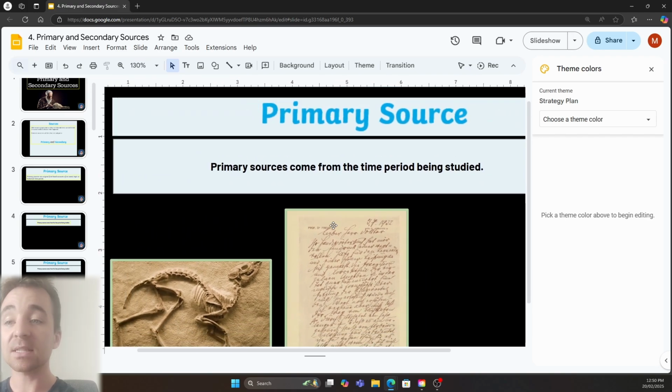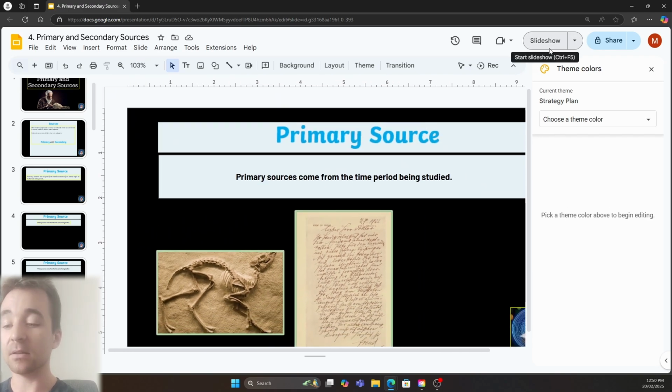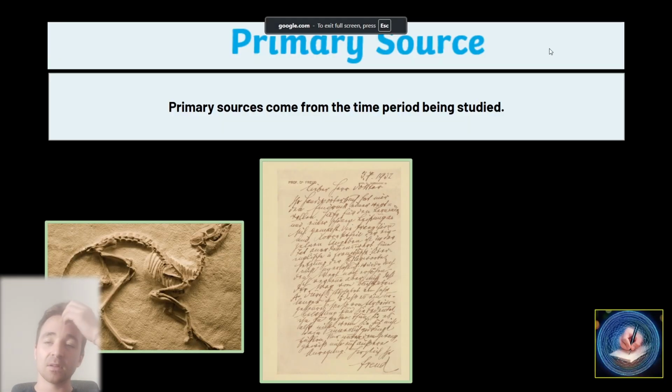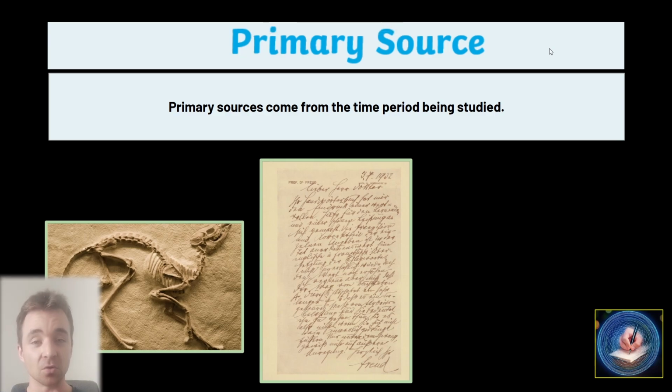Now, if you were studying the year 1932, this would be another example of a primary source, and that is because this letter was written by someone in the year 1932. It is a source that is from the same time period that you're studying. That is how you know it's a primary source. It's from the period of time we were studying.